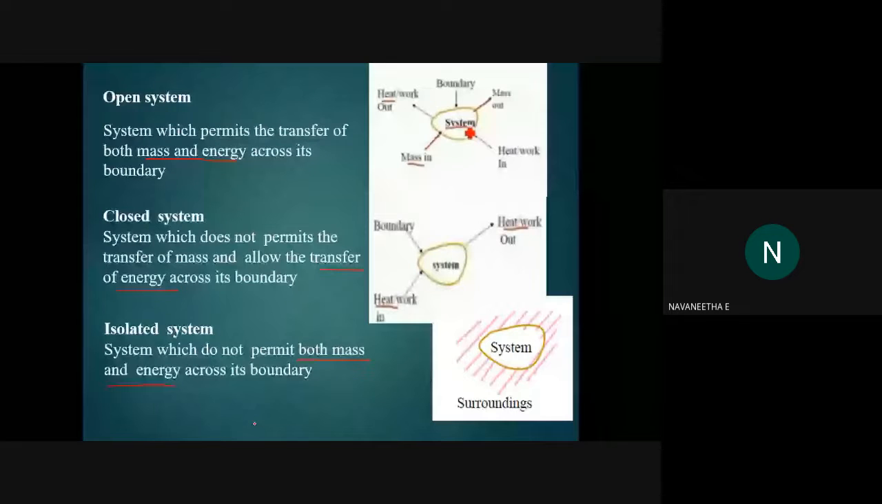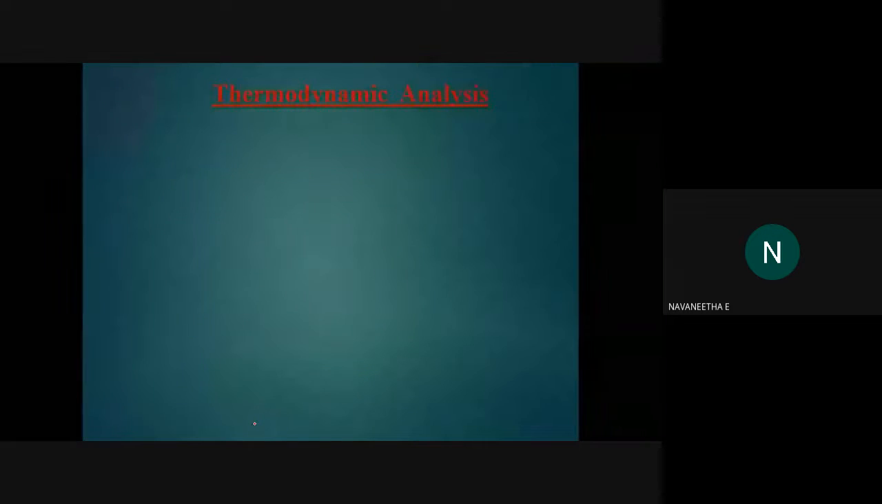Okay. The next one is about thermodynamic analysis. That is, we can approach these systems in two ways. We can analyze the system in two ways: the macroscopic approach and the microscopic approach. So what is meant by macroscopic approach and microscopic approach? The name itself says micro and macro. So what is the main difference between macro and micro?